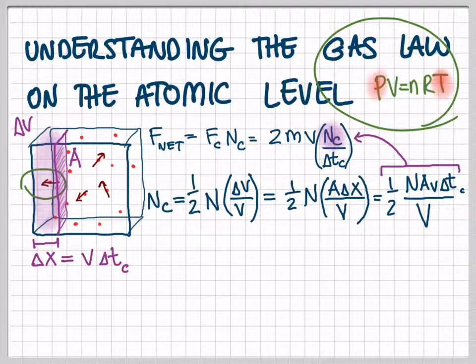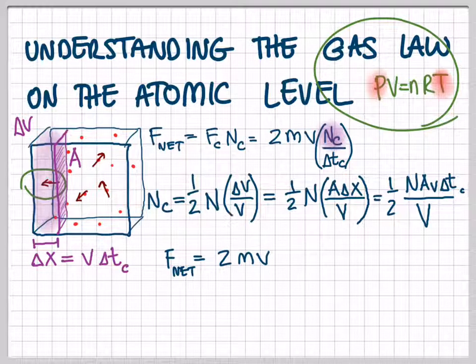Okay, that means we're ready for a substitution. Now this is going to get a little ugly, but I want you to stick with me because you'll see that this simplifies down to a very elegant result that should make it worth our time going through this derivation. And here we go. I'm going to rewrite our equation down below. The net force is 2mv nc over that delta t.